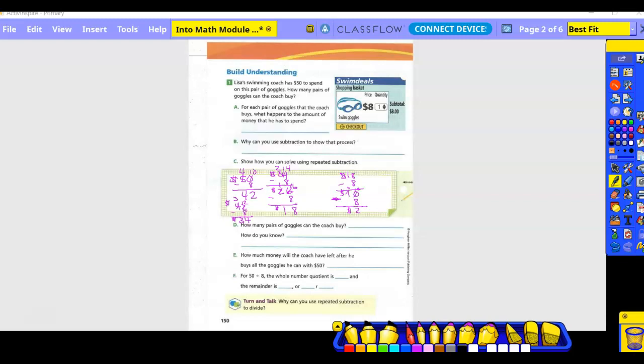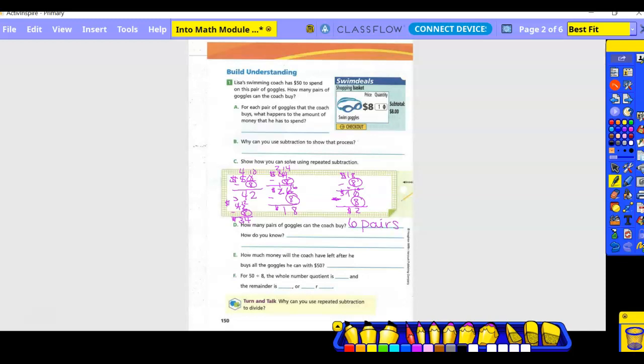So we subtracted till there was a number less than 8. So letter D, how many pairs of goggles can the coach buy? We're going to count how many times we subtracted out 8. So here's 1 time, 2 times, 3 times, 4 times, 5 times, and 6 times. So he bought 6 pairs.